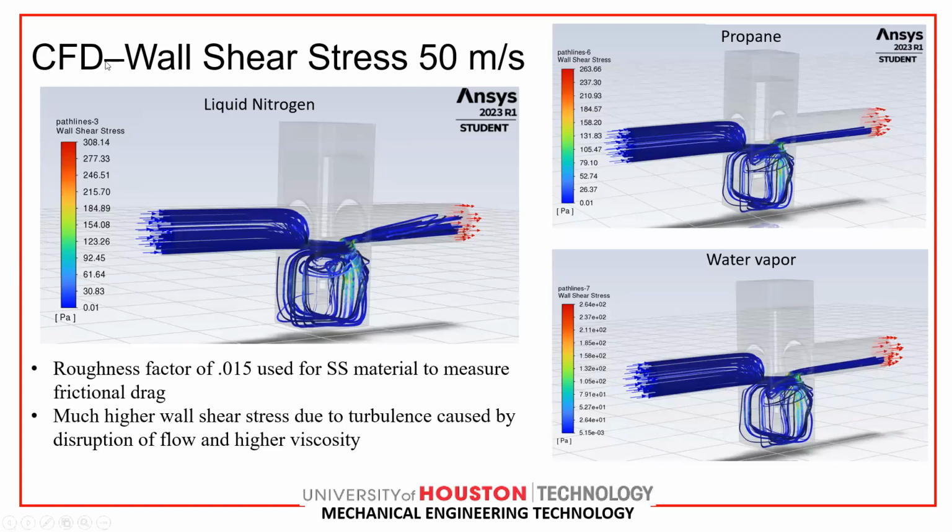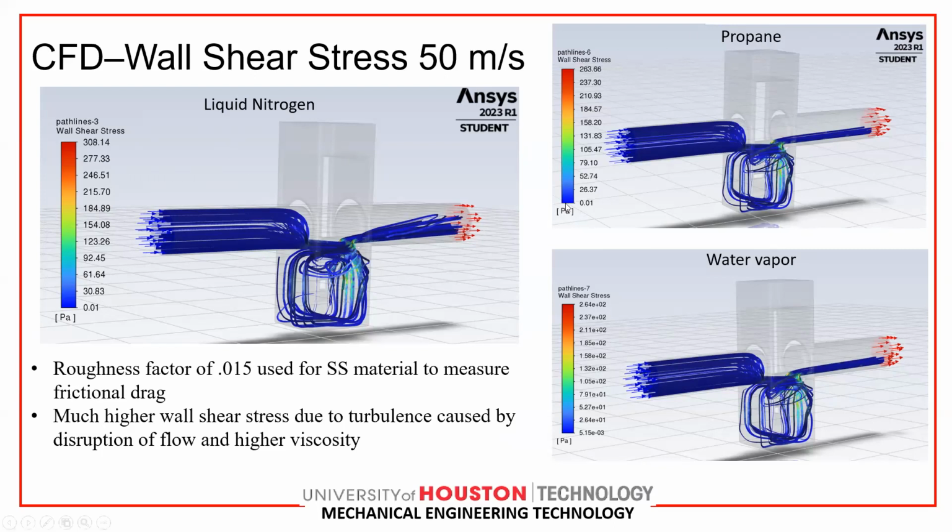So this slide shows the wall shear stress at 50 meters per second for liquid nitrogen, propane, and water vapor. It shows step by step the fluid pathway on ANSYS. The minimum pressure is 0.01 Pascal, and the maximum pressure for the liquid nitrogen is equal to 308.14 Pascals.